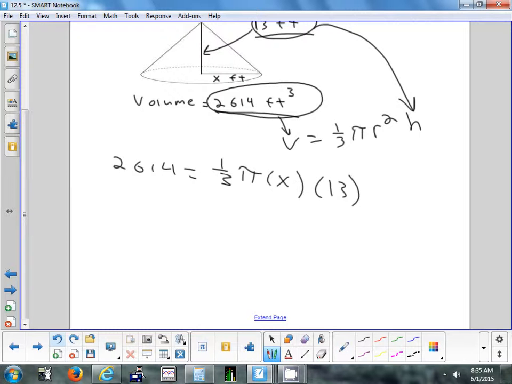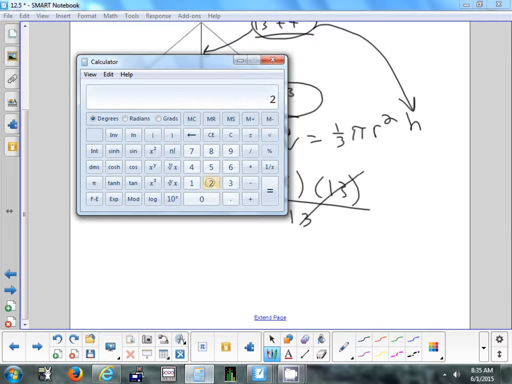So what operation would get rid of the 13 here? Yeah, divide. Since we're multiplying everything on the right, we're going to use division to move everything to the left. If that's all you want to do in that step, that's fine. We can just do one step at a time. Take 2614, and we get divided out 201.08.